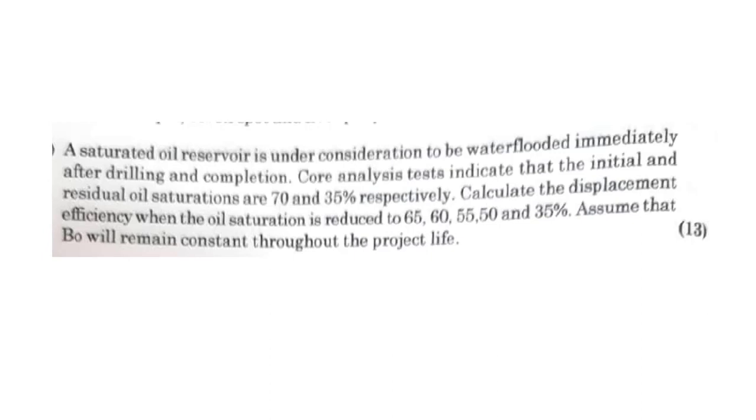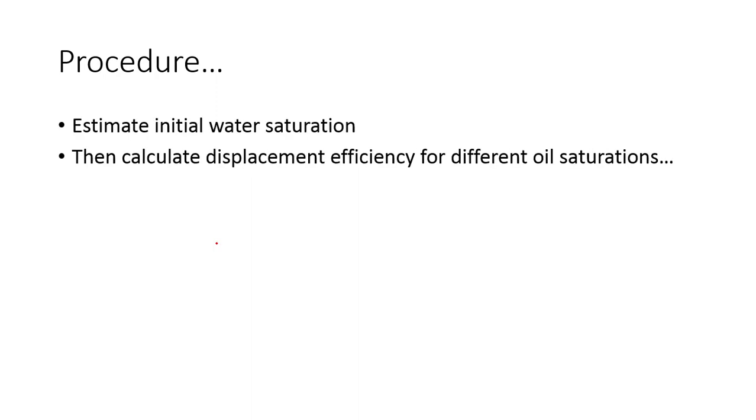So over here they conducted the core analysis test and they got the data of initial and residual oil saturations, which are 70 and 35%. Then we have to calculate the displacement efficiency when that particular saturation is getting reduced to these respective saturations. So let us see the formula procedure we are going to use. Firstly we are going to calculate the initial water saturation by using initial oil saturation, and after that, by using that and the water saturation at the respective residual oil saturation condition, we are going to calculate displacement efficiency.